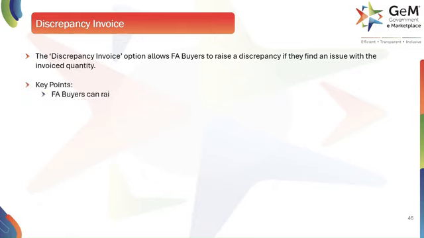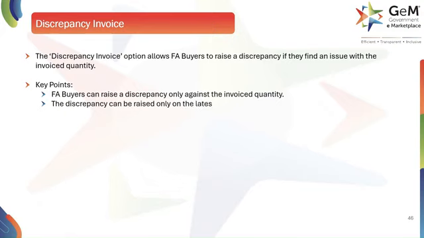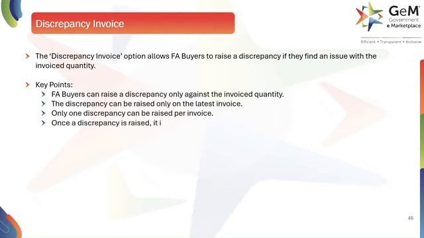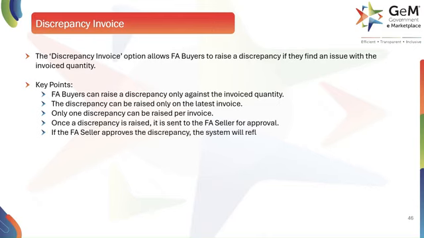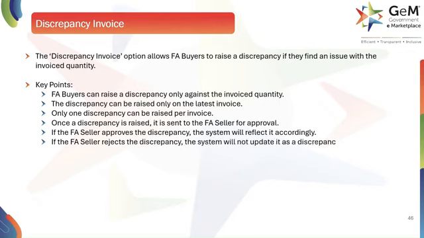FA buyers can raise a discrepancy only against the invoiced quantity. The discrepancy can be raised only on the latest invoice. Only one discrepancy can be raised per invoice. Once a discrepancy is raised, it is sent to the FA seller for approval. If the FA seller approves the discrepancy, the system will reflect it accordingly. If the FA seller rejects the discrepancy, the system will not update it as a discrepancy quantity.